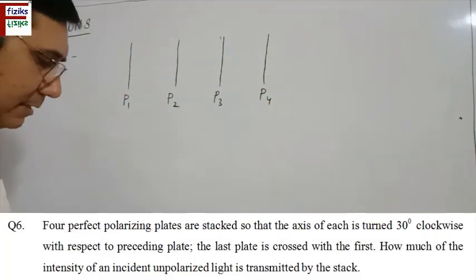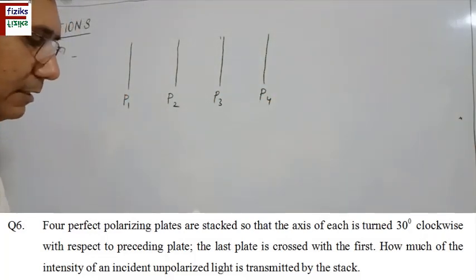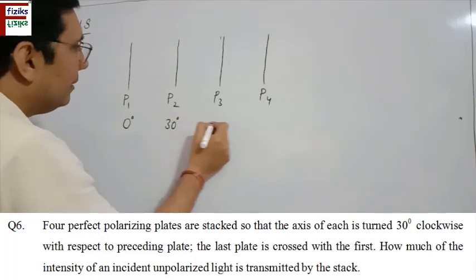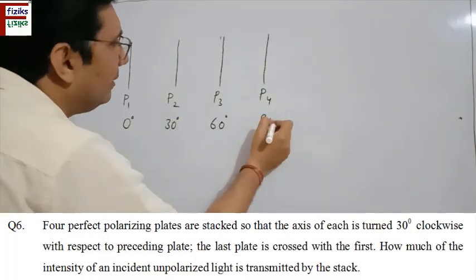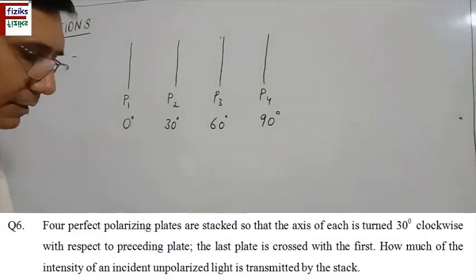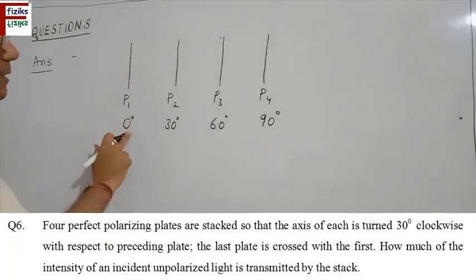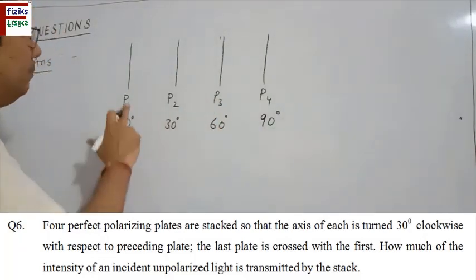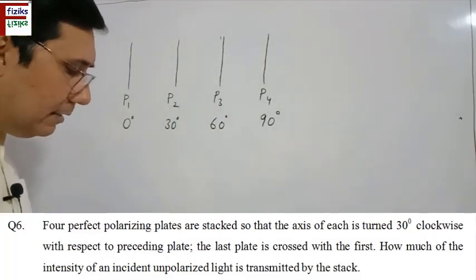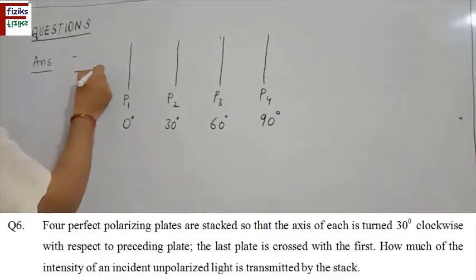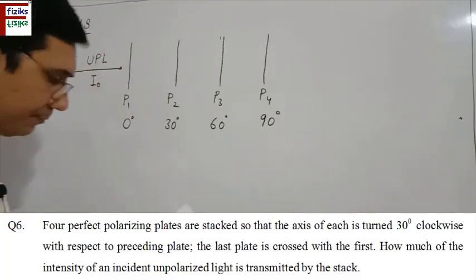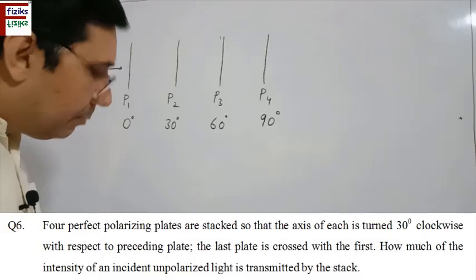The four polarizing plates are stacked so that the axis of each is turned 30 degrees. If this is at 0 degree, this is at 30 degrees, this is at 60 degrees, this is at 90 degrees. This is given with respect to the preceding plate. The last plate is crossed with the first. So basically P1 and P4 are crossed with respect to each other. How much of the intensity of an incident unpolarized light of intensity I naught is transmitted by the stack?